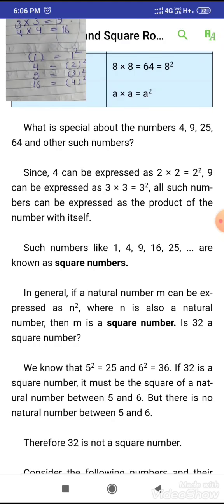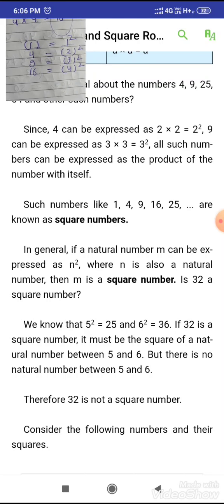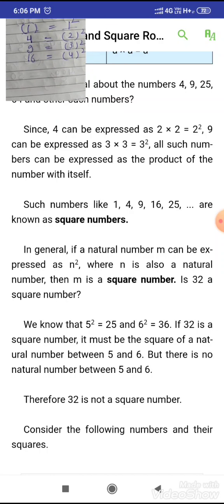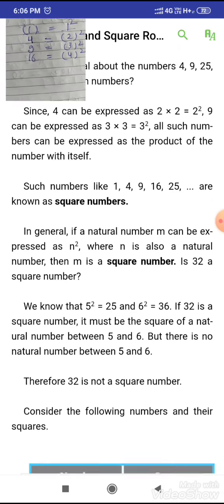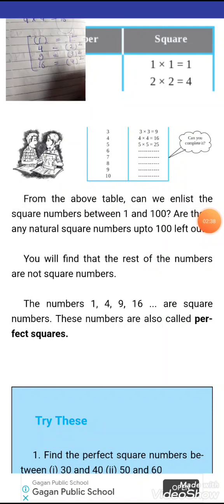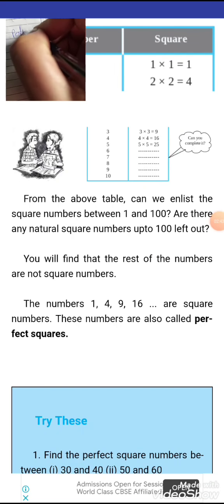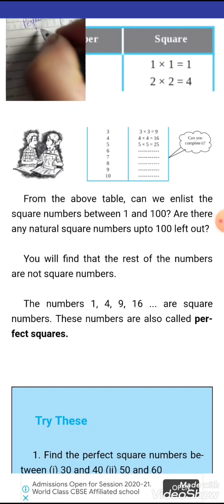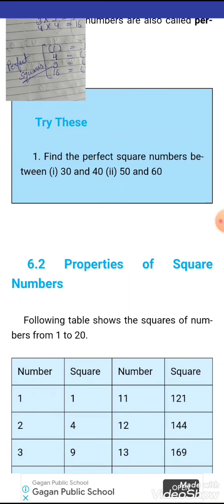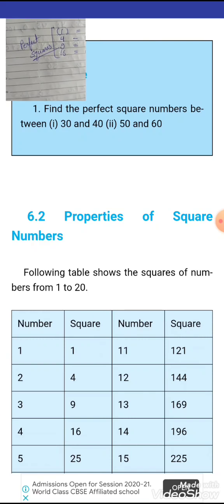In general, if a natural number can be expressed in the form of n square, where n is a natural number, then it is called a square number. All these numbers are also called perfect squares. In our next topic, we will learn properties of square numbers.